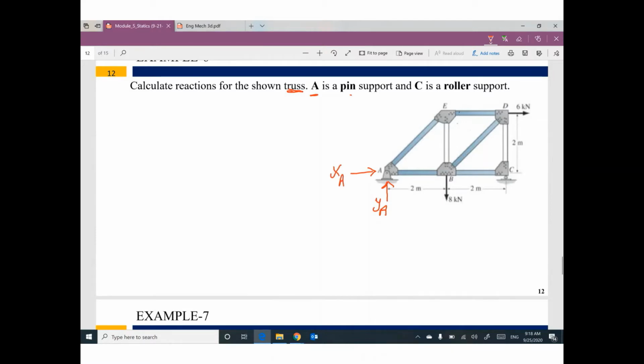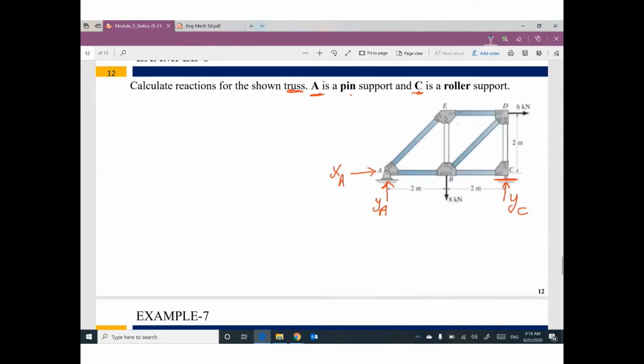Support C is roller support. So I'm going to put one reaction perpendicular to this base. The base is horizontal. Your reaction will be vertical. So we have YC. Do you have any other supports? No, we have only 2 supports, one at A, one at C. That's it. Go ahead and apply your equilibrium equation.